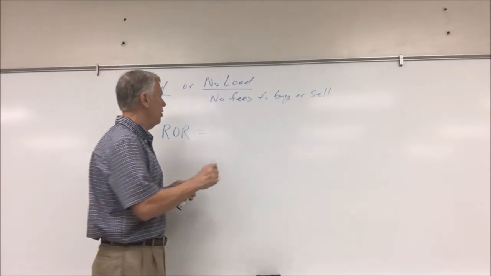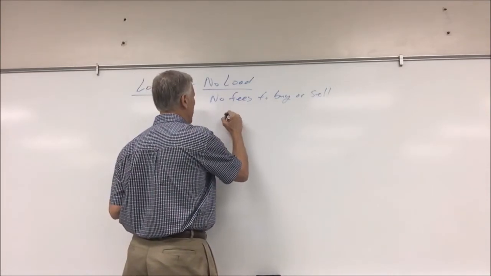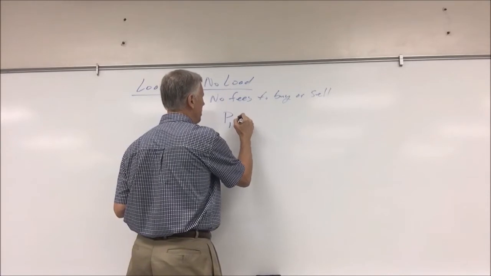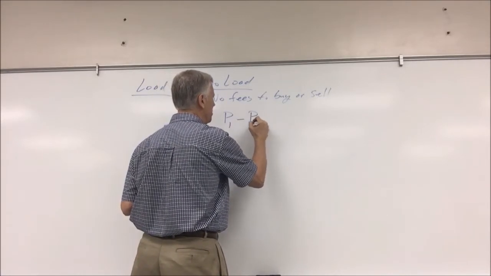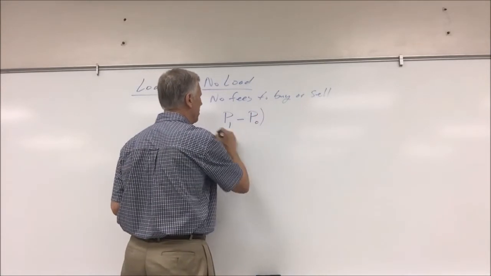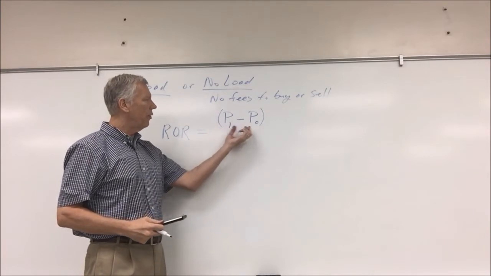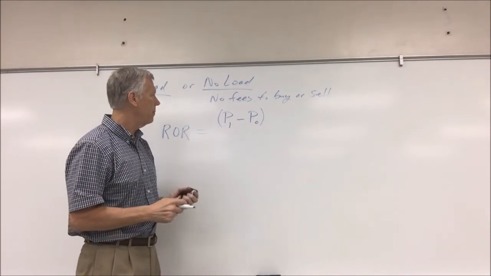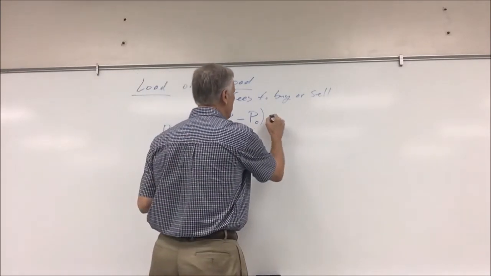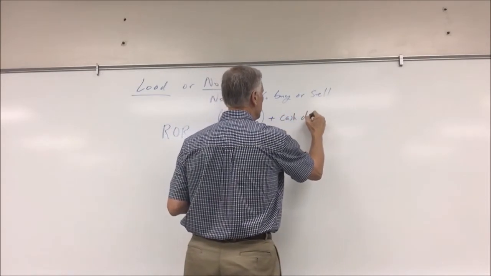So for the rate of return, I usually like to write it this way. Let's put P1, I'm going to write it this way. We're going to assume you bought it today and sold it 1 year later. So the amount of money you would earn in that case is the price you sold it for minus the price you paid for it. Now the mutual fund could have what we call cash distributions.